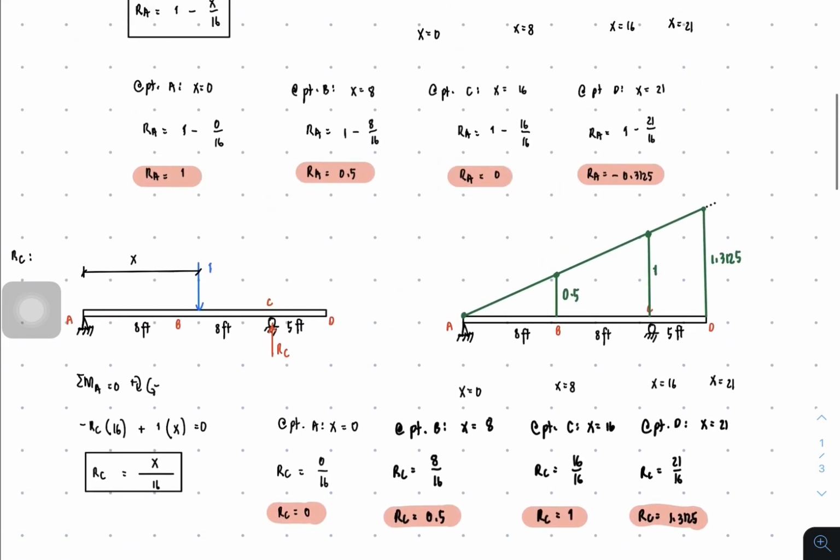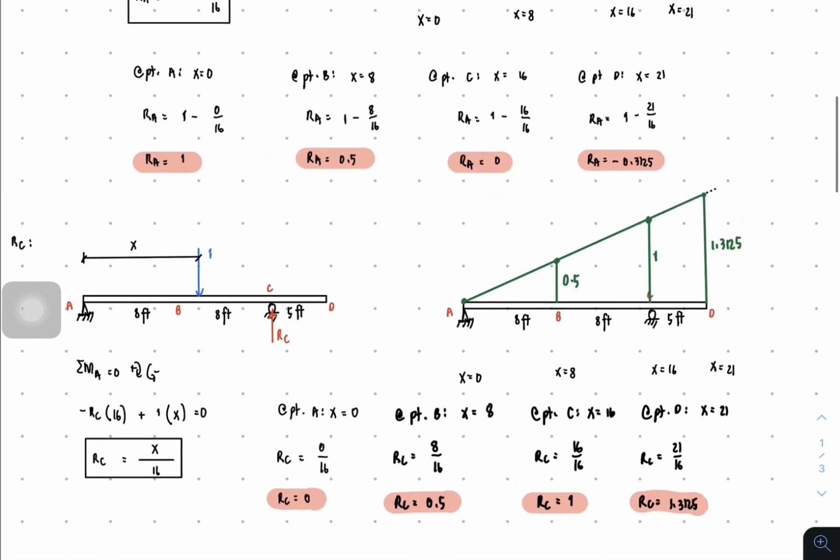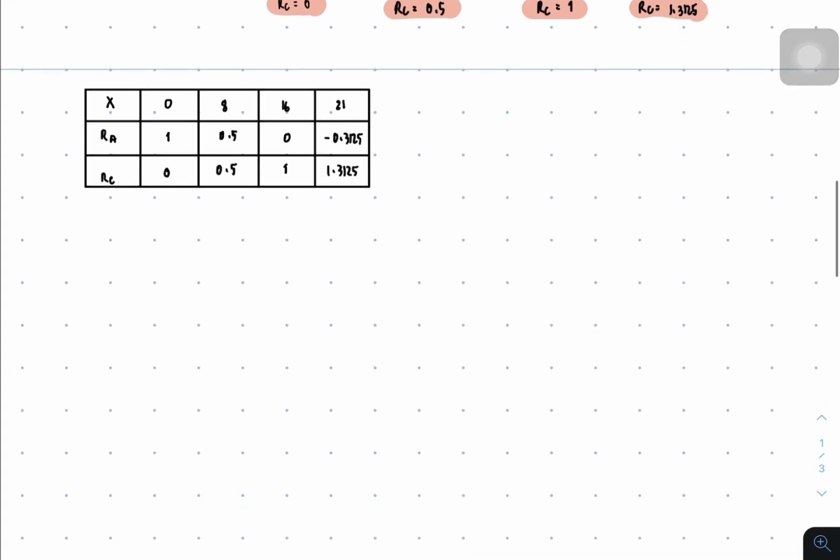Next is 0.5. Then this is 0. Then this is 0.3125. And then this is for RC, it's 0, then 0.5, and then 1, then 1.3125. Okay, so we're making this table for us not to get lost of the value. So whenever we consider now the shear and moment.